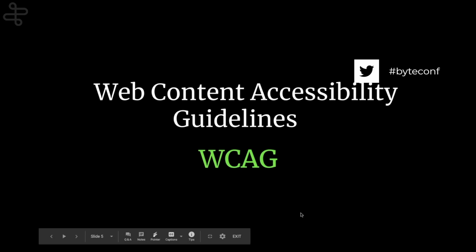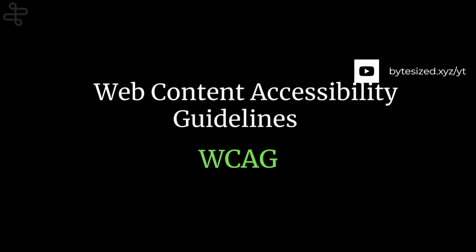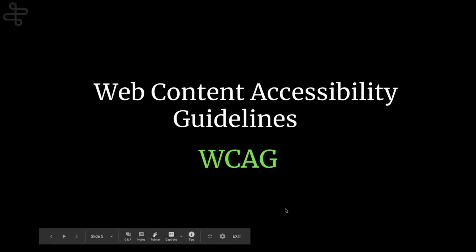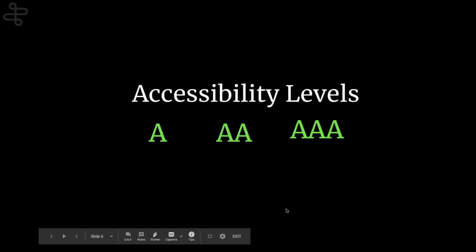So who is behind these accessibility guidelines? Are there any accessibility guidelines? Yes, there are, and there are levels. WCAG is behind that. You can visit their website and read about the rules and regulations. There are three levels of accessibility: single A, double A, and triple A. Single A is the minimum, double A is expected, and triple A is the highest.